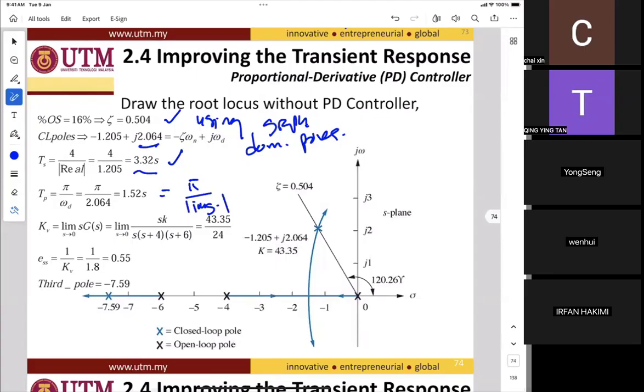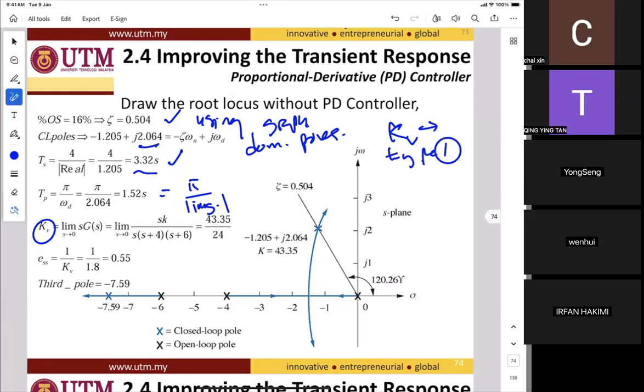And then calculate the Kv. Why do we use Kv? Why not Kp? Because it is a type 1 system. Okay, because it's a type 1.